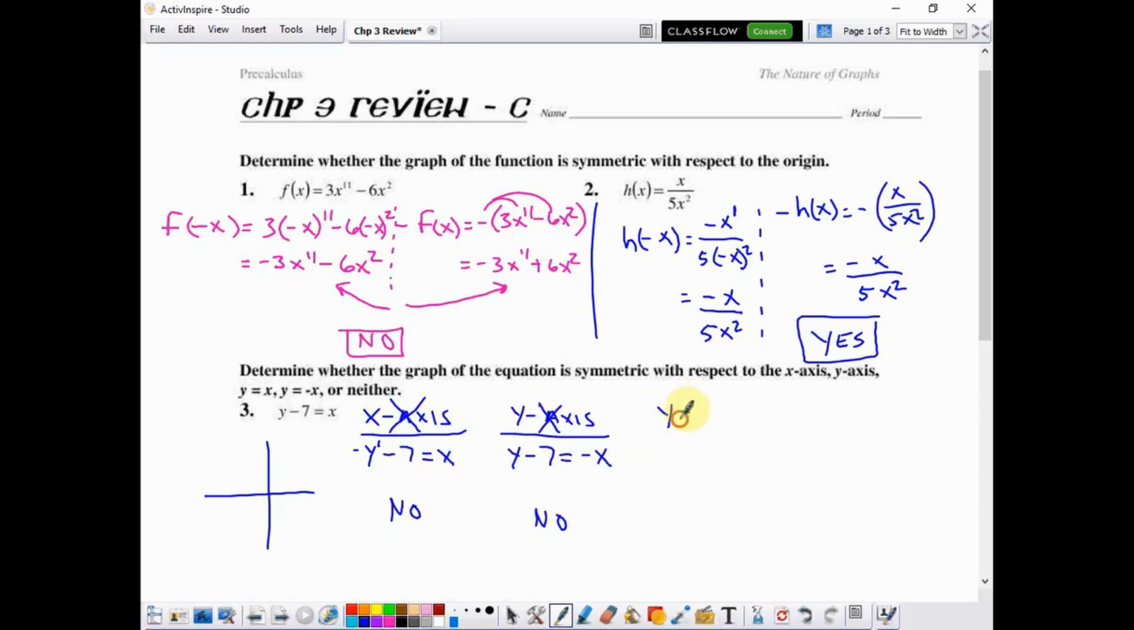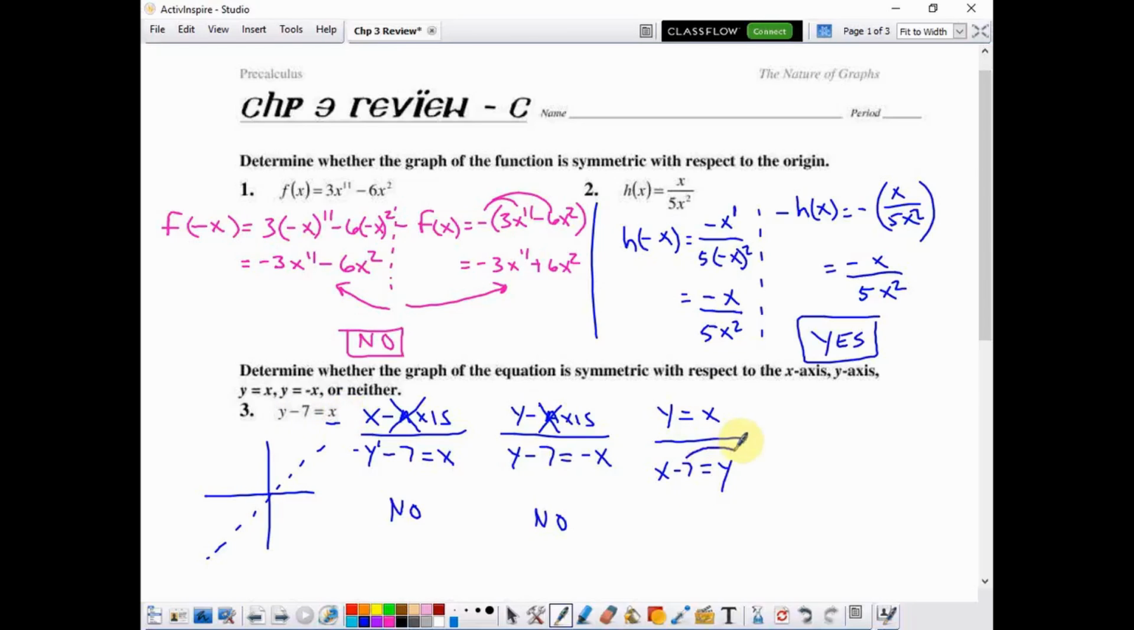Next is symmetry about y equals x. If there's symmetry about y equals x, then for every point (x, y), the point (y, x) is also going to exist. So I can switch my x's to y's and my y's to x's. And if there is symmetry with respect to y equals x, then I'll be able to algebraically make that match the original. So what I'm going to do is get x by itself so it matches this, and then just see if the other side matches the original.